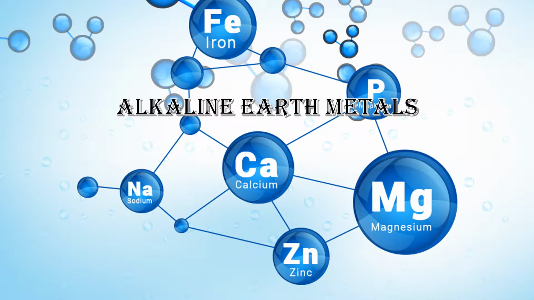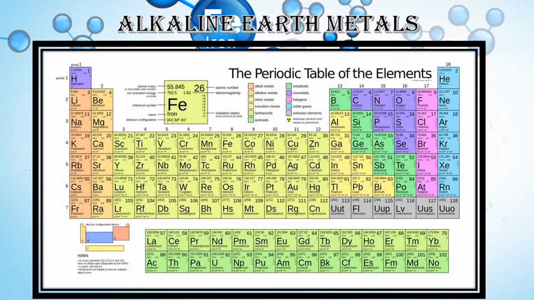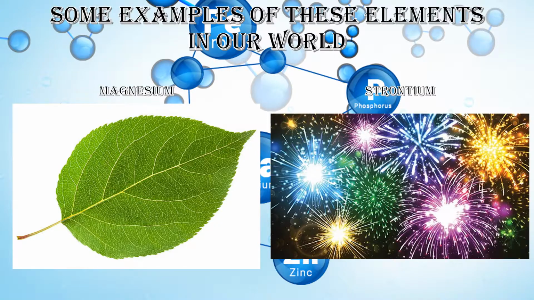Now, the alkaline earth metals. This is the group right here. The alkaline earth metals and the alkali metals are a lot alike in that they're very reactive. However, alkaline earth metals are slightly less reactive, have a charge of +2, and they have 2 electrons in their outer shell. Some examples of these in our world are magnesium, which is found in chlorophyll, and strontium, which is found in fireworks.